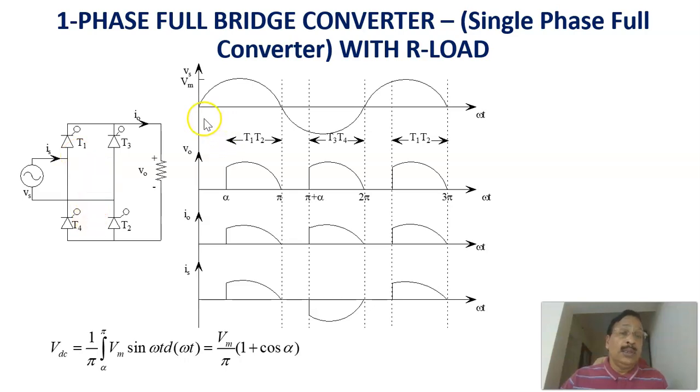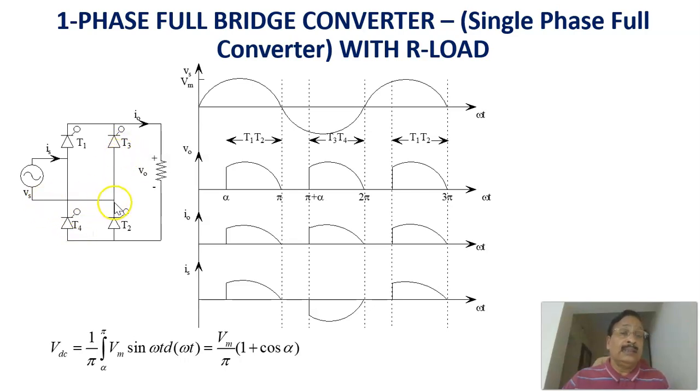During the positive half cycle of the input, T1 and T2 are fired at a certain angle, we call the firing angle. For example, after this much time, T1 and T2 are fired. Once these are fired, you will get the voltage the same as the input voltage here. Then in the negative half cycle they turn off, and the other thyristors, T3 and T4, are fired after pi plus alpha. This is alpha, pi plus alpha. Therefore, during the negative half cycle of the input, T3 and T4 are conducting.